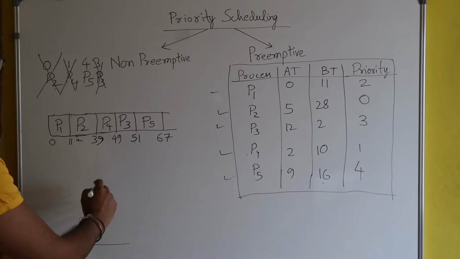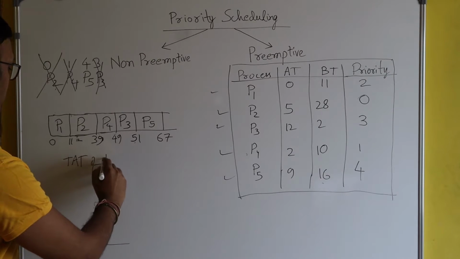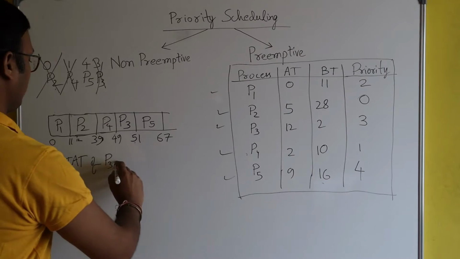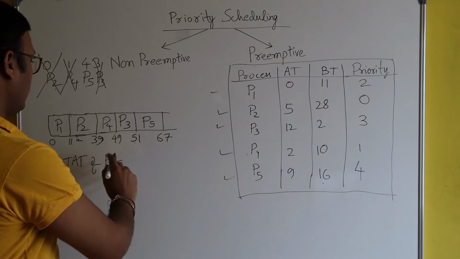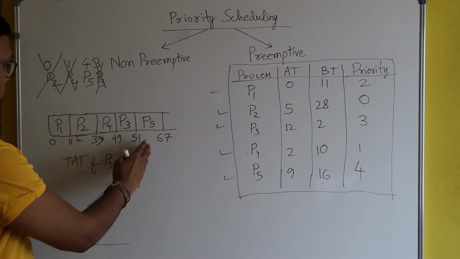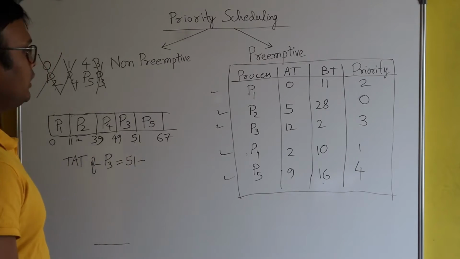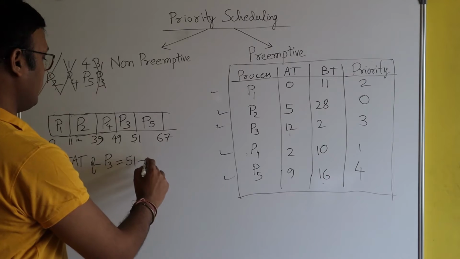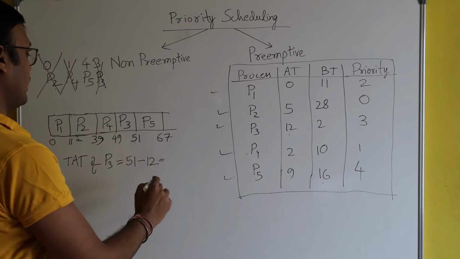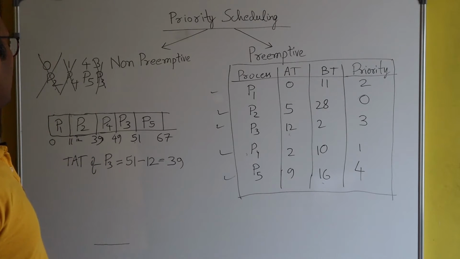So let's calculate the turnaround time of P3. What's the formula of turnaround time? Completion time minus arrival time. What's the completion time of P3? 51, minus what's the arrival time of P3? From here you can find the arrival time of P3, 12 seconds. So 51 minus 12, I guess it's 39. So turnaround time of P3 I have calculated.